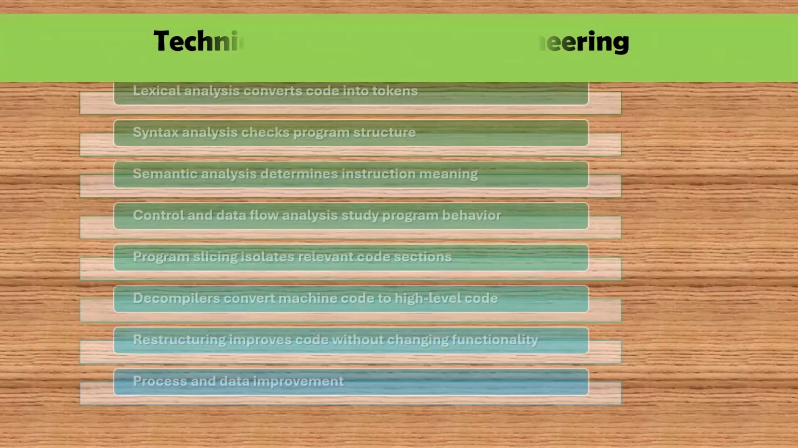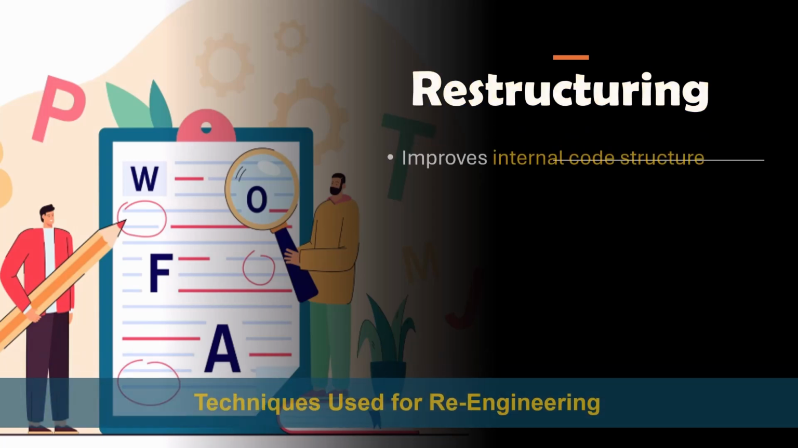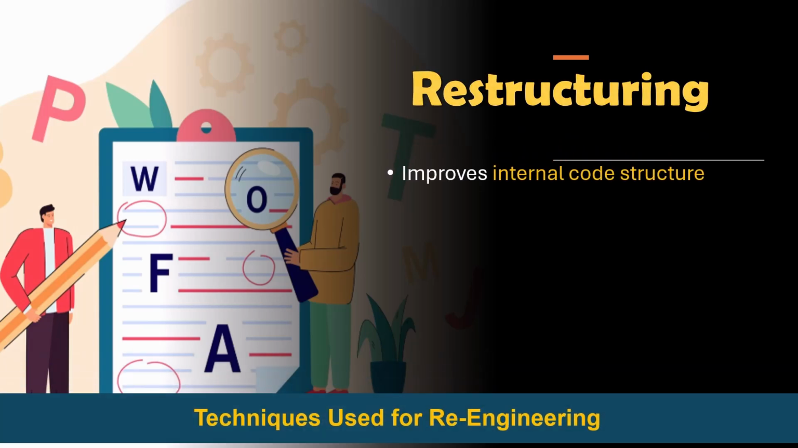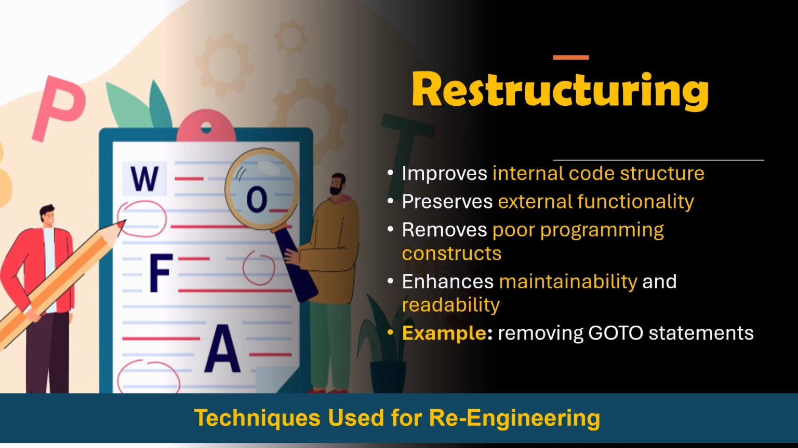Once the system is understood, restructuring may be performed. Restructuring means transforming software into a better internal form, preserving its external behavior and functionality. For example, old go-to statements may be removed and replaced with structured loops and functions. Similarly, modules may be redesigned to ensure better modularity with single entry and exit points.